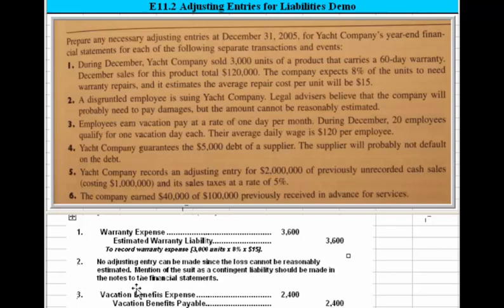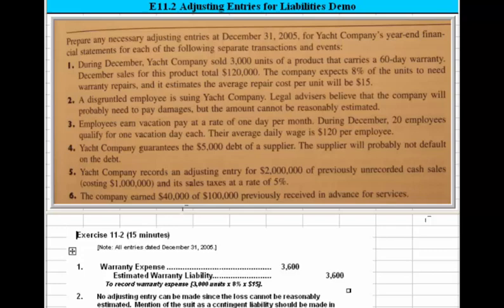This falls into the classification of being a contingent liability, and it should be reflected in the notes to the financial statements, and that assumes that the liability is material. If it's immaterial, which means it's a relatively small lawsuit, it won't even appear in the notes. Let's look at number 3.